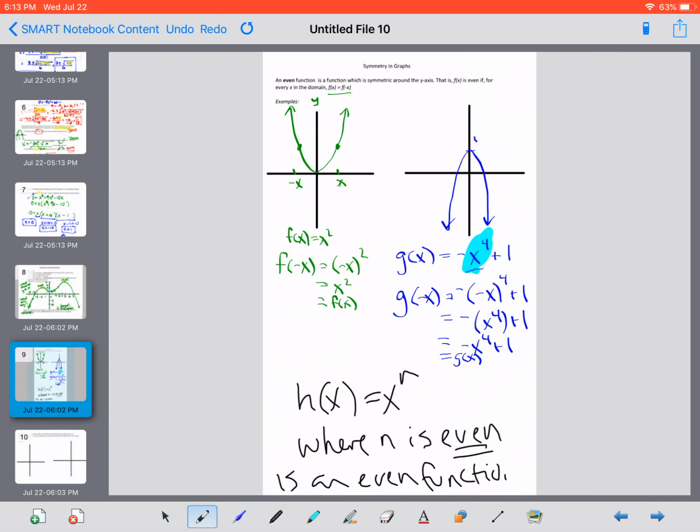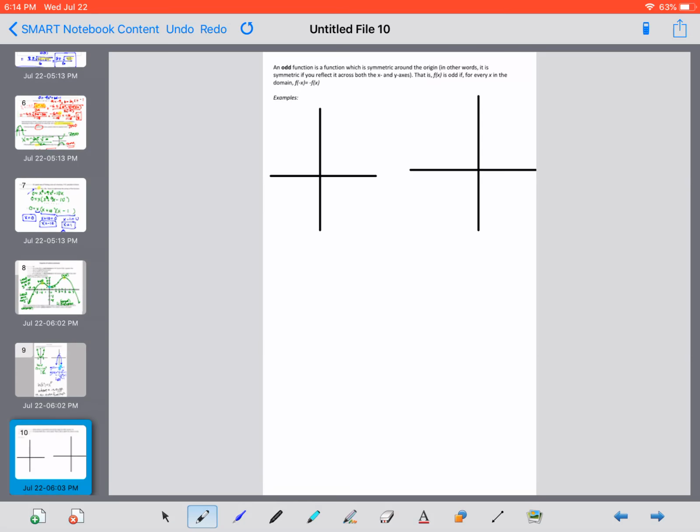Why? Well, we need h of x to be equal to h of negative x. If we plug negative x into this equation, we'll have negative x raised to the nth power. And since n is even, all of those negative signs will cancel each other out and you'll still get x to the n again. That's why we call these even functions, because it's a property that all x to an even power functions have. Now let's contrast that with an odd function.